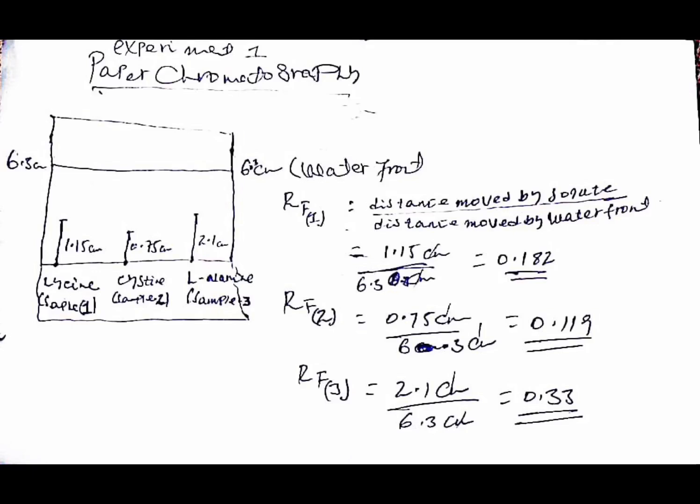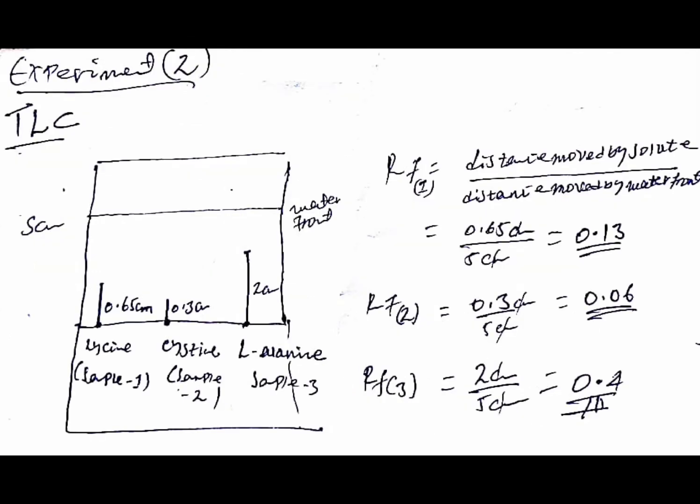So the values obtained we can see. And for experiment number 2, TLC, these are the values obtained for the 3 samples, and the calculations we can see. We can find from experiment 2 that the first sample has an RF value of 0.13, the second sample 0.06, the third sample 0.4. So we can perform the experimentation like this with all the calculations. Thank you.